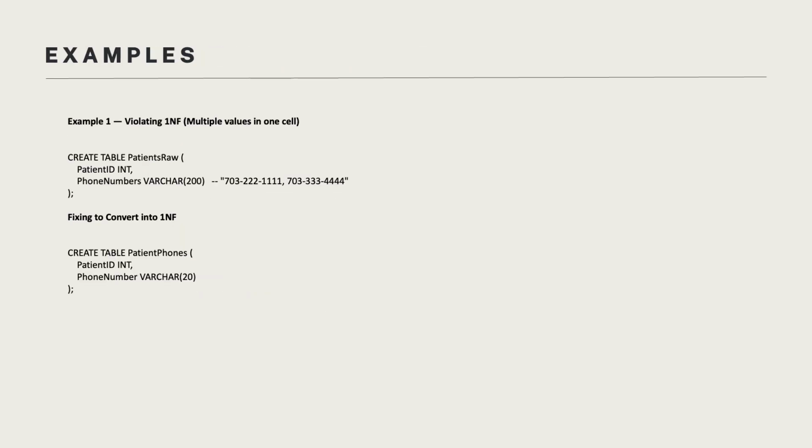Let's look at a quick SQL example of a table that violates 1NF. In this patients raw table, the phone numbers column stores multiple phone numbers in the same cell. This breaks 1NF because values must be atomic, meaning one value per cell. To fix this, we split the data into a clean table called patient phones, where each row contains only one phone number. Now the database is in 1NF: no repeating groups, no multiple values inside one column.